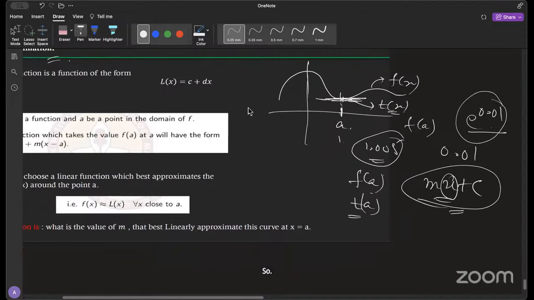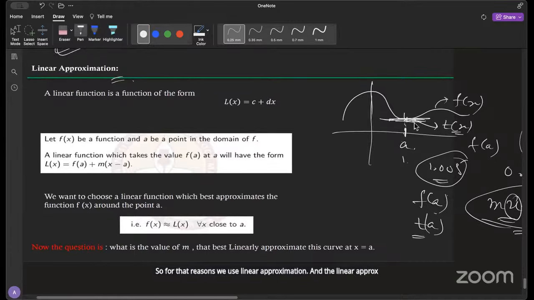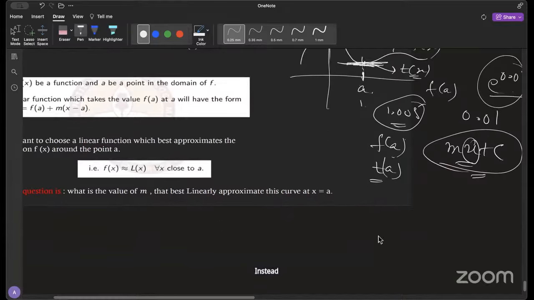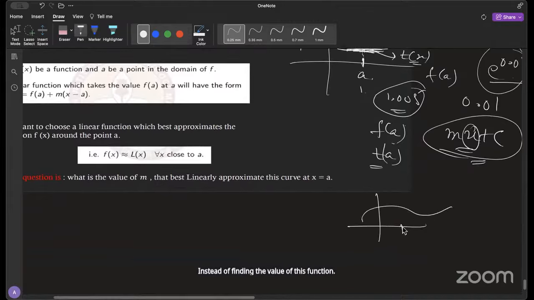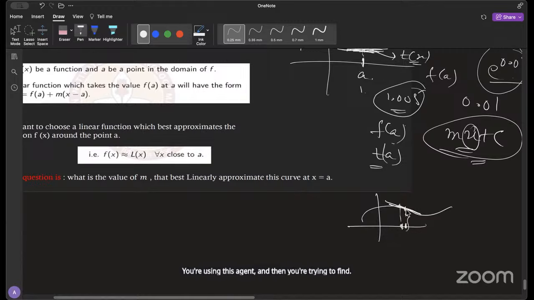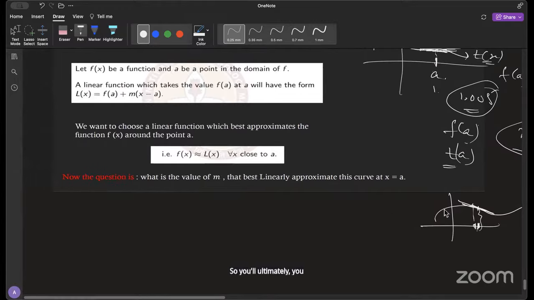So for that reason, we use linear approximation. And what are we making use of in linear approximation? I just discussed this. Instead of finding the value of this function at this point, let's say you need to find the value at a point very close to this. Instead of finding this height, you're trying to find this. You're using this tangent, and then you're trying to find the value on this tangent at this point, right? So you're ultimately making use of the equation of the tangent only, right?